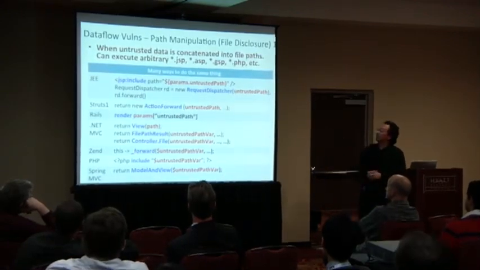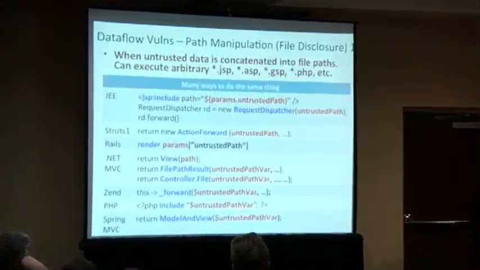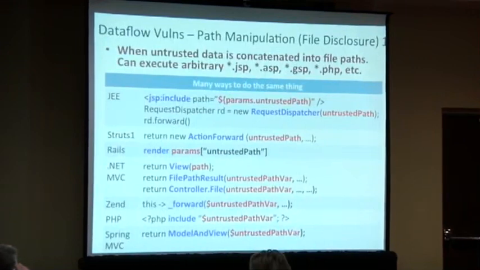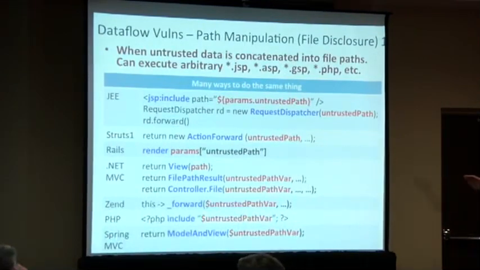Then we look at path manipulation. Every framework that's listed here has some type of vulnerability where, if untrusted data is sent to one of these methods or one of these classes, the attacker can control what files are displayed in the browser. We're going to have a demo on that, so you're going to actually see that in action. Does everybody kind of see that?